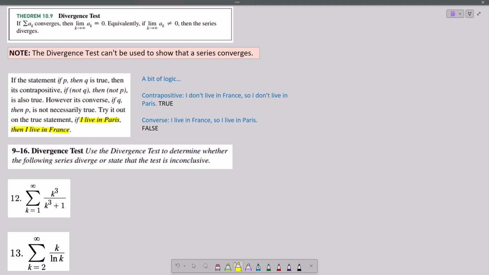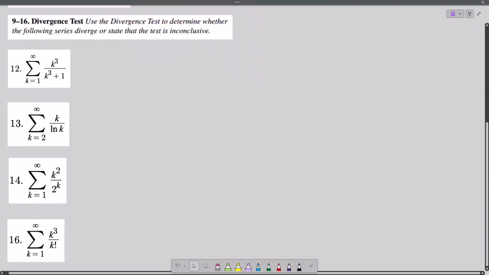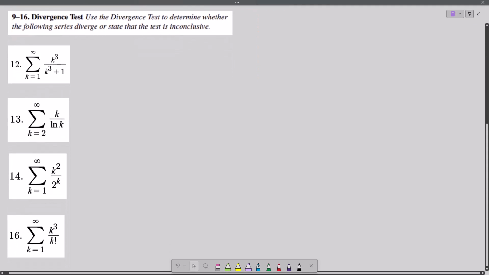Converse says, I live in France, therefore I live in Paris. That's the converse. That is false. Converse is usually false when we're dealing with these things. So contrapositive, always true. Converse, not necessarily true, usually false. So that's a good one to just have in your mind to understand these two logic concepts of contrapositive and converse. So let's do one example and then we'll take our break.